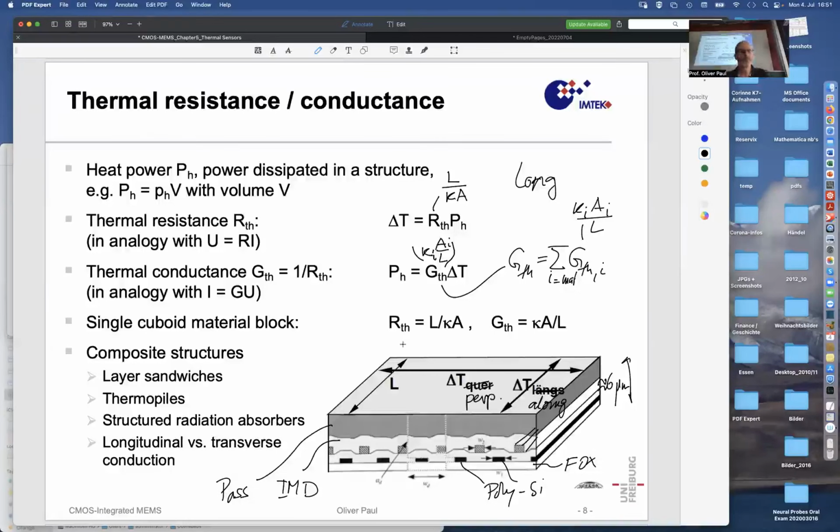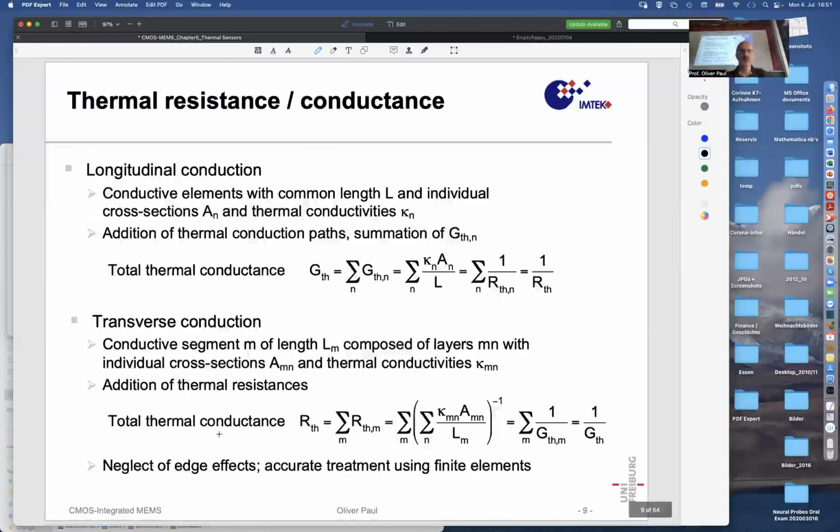So if I go again here for the conduction in the longitudinal direction, we have conductive elements with common length L and individual cross sections and individual thermal conductivities. The index is now n, and G_th is the sum of the individual conductances.